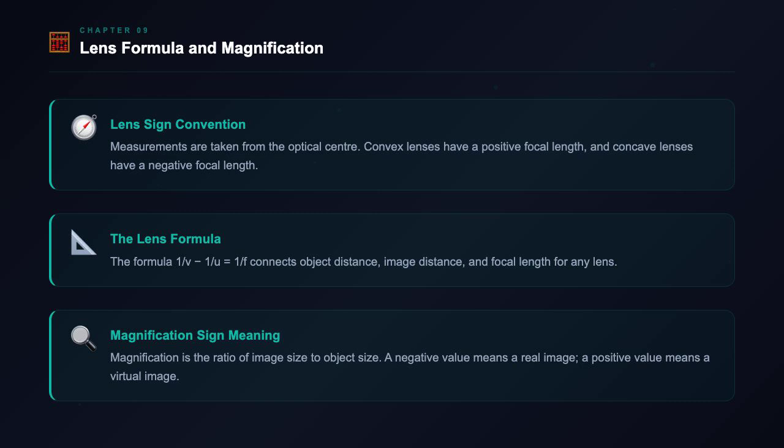Magnification describes the size of an image compared to the object. It can be calculated using image height to object height or image distance to object distance. A negative magnification means a real image. A positive magnification means a virtual image.